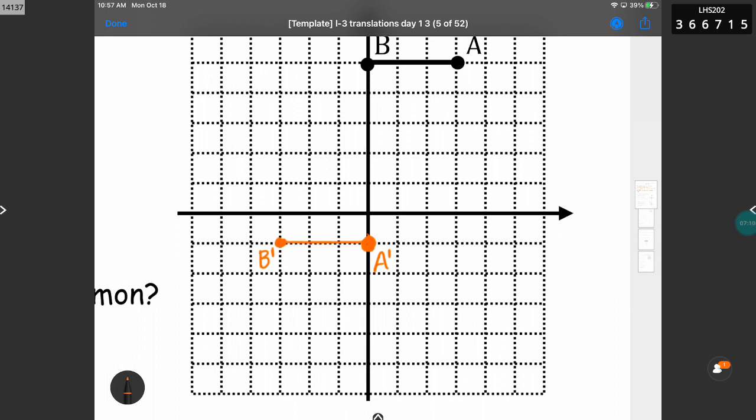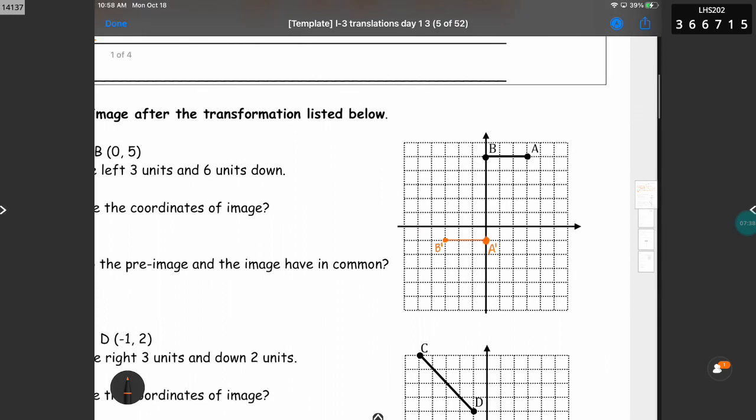Yes, Suzanne? Can you like measure it? You can, but when you have a figure that has multiple points on it, or when it's going on a diagonal, can you do that? Yeah, if you're smart enough. But are you? The easiest foolproof way is just to go ahead and count your points. Okay? All right.